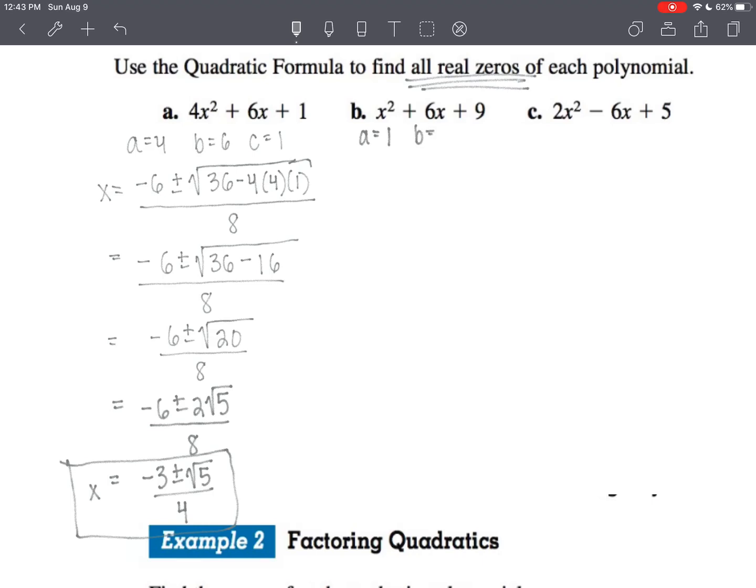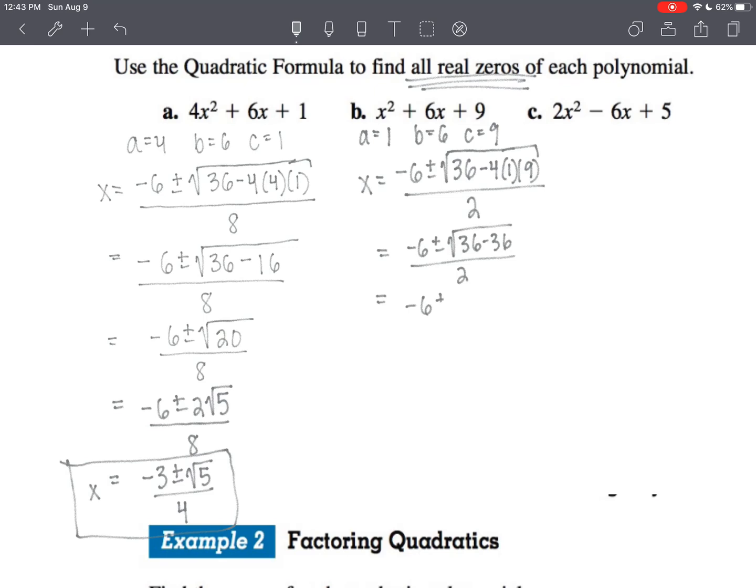A equals 1, B equals 6, and C equals 9. X equals the opposite of 6 plus or minus the square root of B squared minus 4AC all over 2A. 2 times 1 is 2. Negative 6 plus or minus the square root of 36 minus 36, which is 0, and the square root of 0 is 0, so negative 6 plus or minus 0 over 2. Well, negative 6 plus 0 is the same as negative 6 minus 0. So that's just negative 6 over 2, which is negative 3. So X equals negative 3.